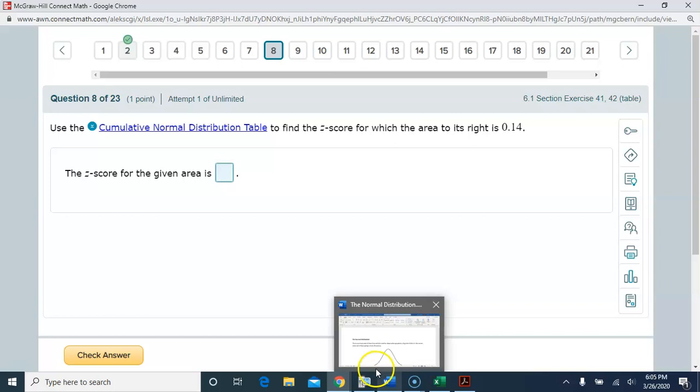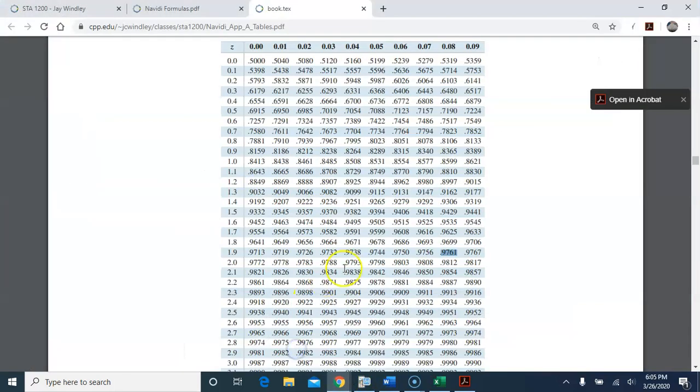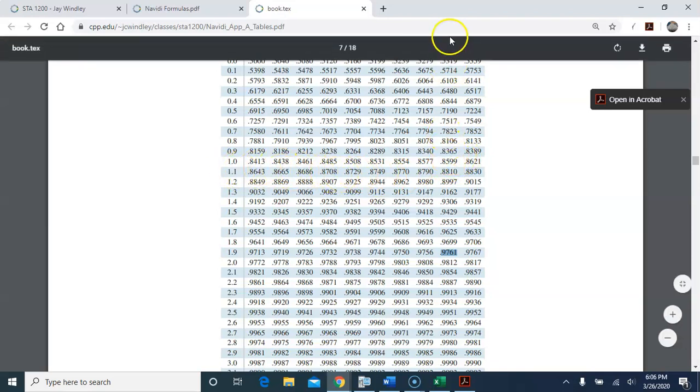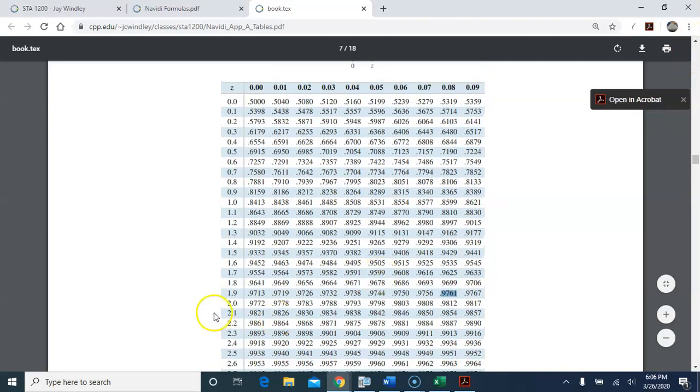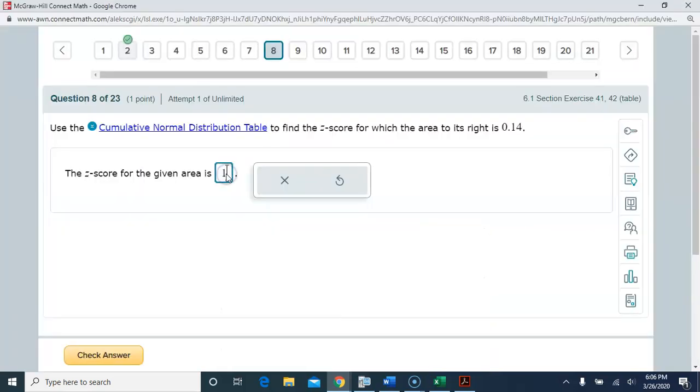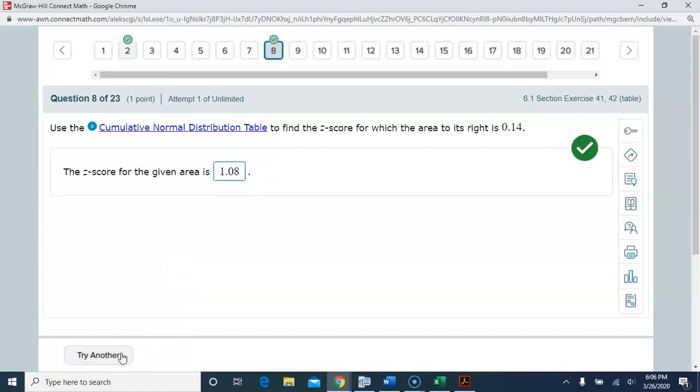1 minus 0.14, so 0.86. Let's go back to our normal table, and we're looking for 0.86. And right here, that's the closest we're going to get to 0.86, 0.8599. And the z-score that corresponds to that is 1.08. So I think the z-score we want there is 1.08. Check that answer. Okay, so that's what they're looking for.